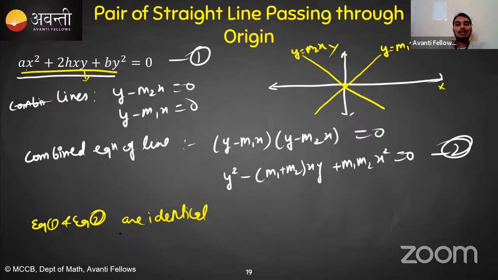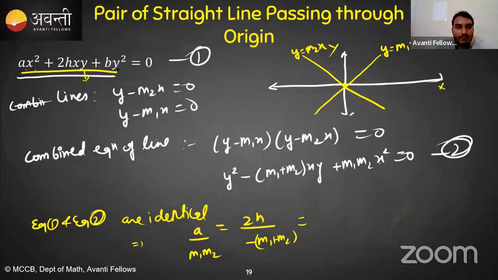If both equations are identical, what does this mean? It means a1 upon a2 is equal to b1 upon b2 is equal to c1 upon c2. Yes or no? This is how we do it. So it implies, what is the coefficient of x square here? A. What is the coefficient of x square in this equation? m1 m2. Similarly, what is the coefficient of xy in equation 1? 2h, upon the coefficient of xy, minus (m1 plus m2). What is the coefficient of y square? B. What is the coefficient of y square in equation 2? 1.